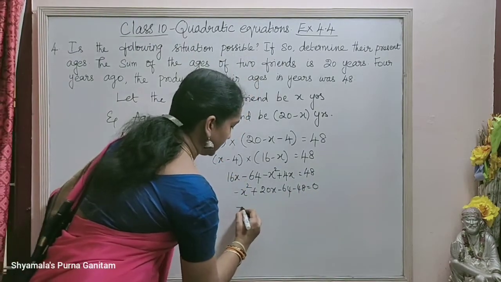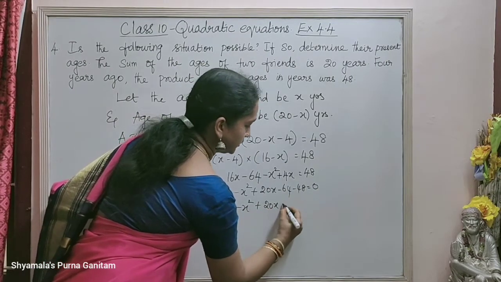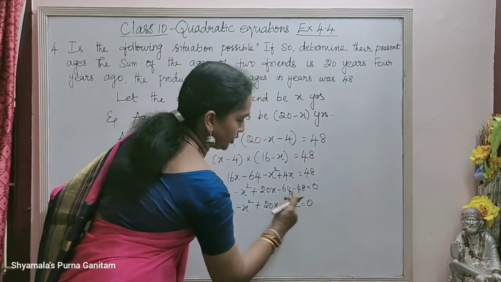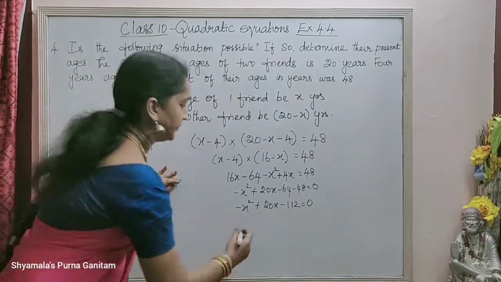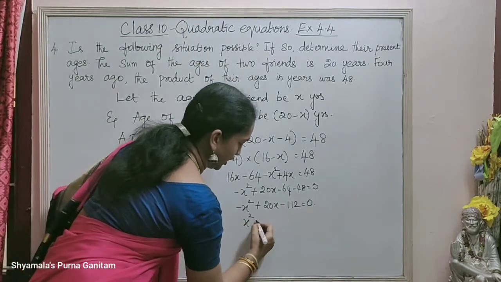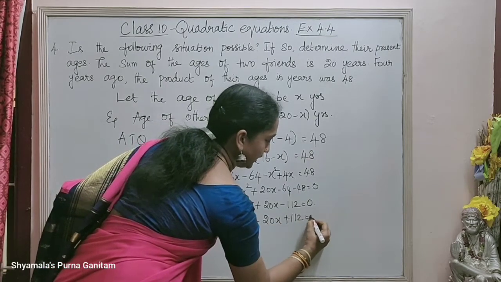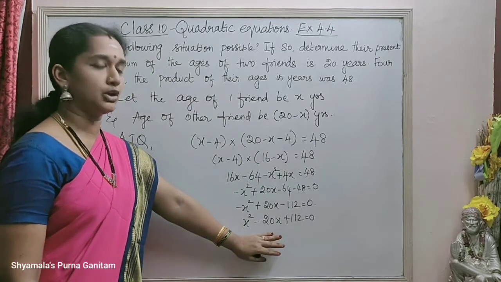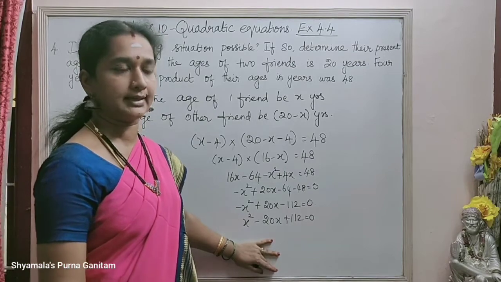So this one, minus x squared plus 20x minus 112 is equal to 0. So when you find the sum of this, 64 plus 48 is 112. So we'll get a quadratic equation x squared minus 20x plus 112 is equal to 0. So first we will check whether roots exist for this by using b squared minus 4ac.